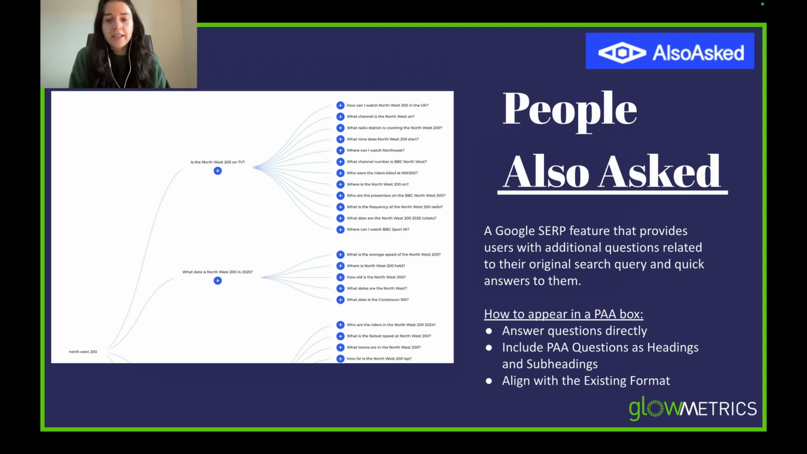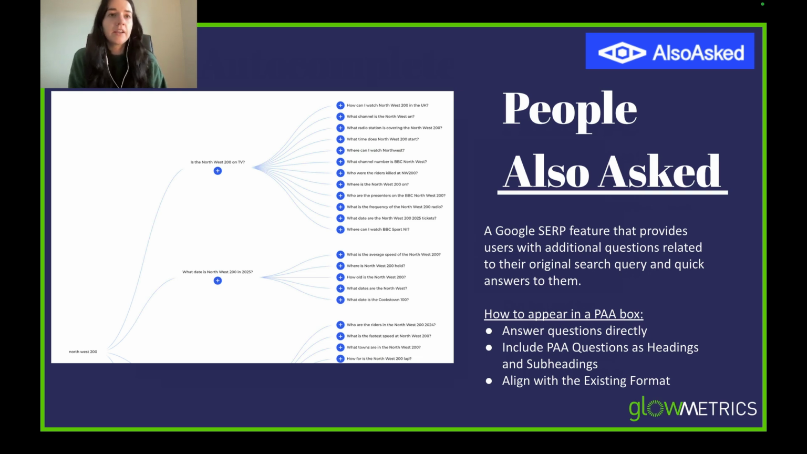So how do you do that? You can start off by answering questions directly. FAQ boxes or sections on websites are great for SEO because they directly answer questions, which is likely to be pulled into something like a People Also Asked. You can include your People Also Asked questions as headings and subheadings in your content as well. Again, just to be pulled through, and then you can align with the existing format.